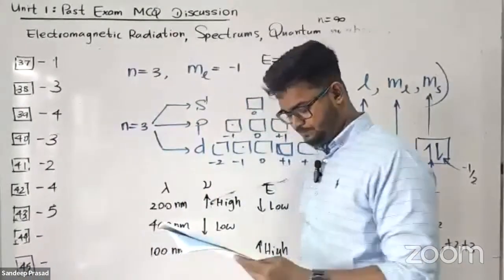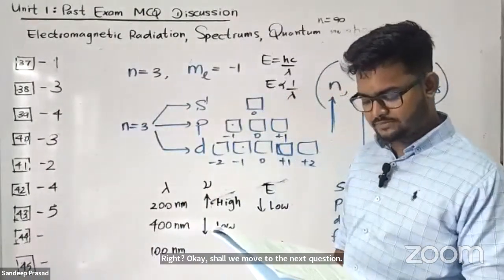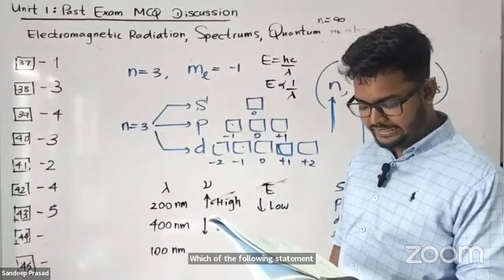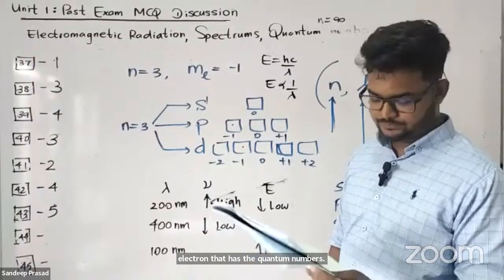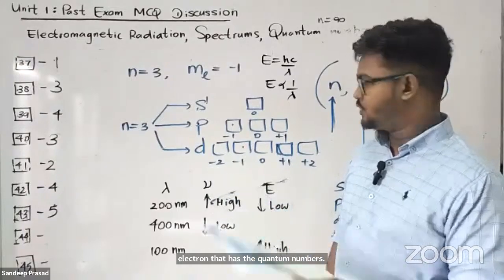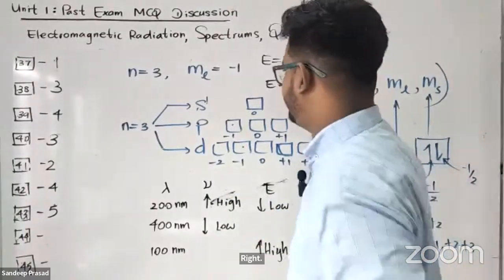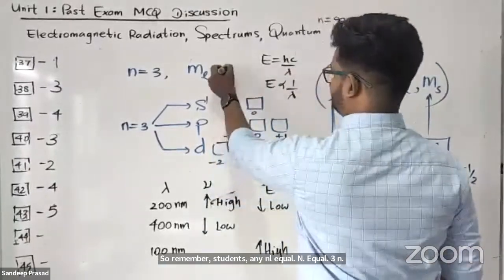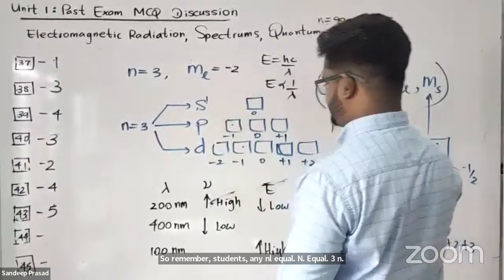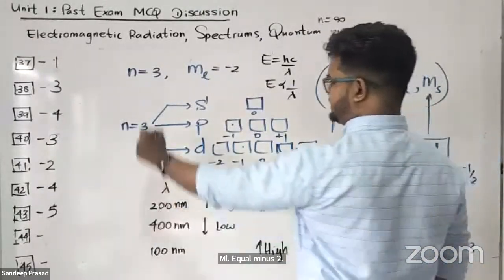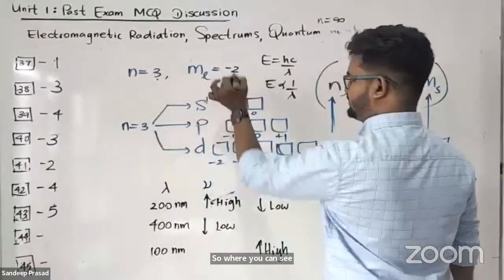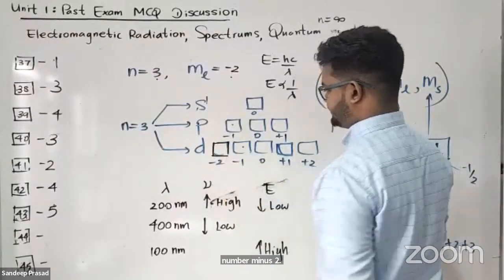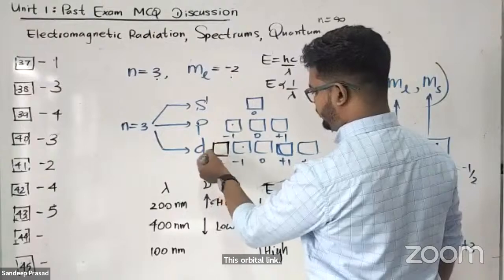Question number 44. Which of the following statements is true for an electron that has the quantum numbers n equal to 3 and ml equal to -2? Right. So remember, students, n equal 3 and ml equal -2. So you can see that third principal energy level, magnetic quantum number -2, this orbital, only this orbital. That means this is actually a 3d orbital.